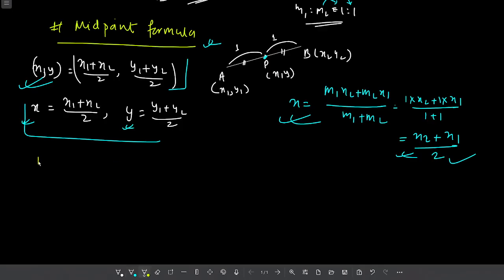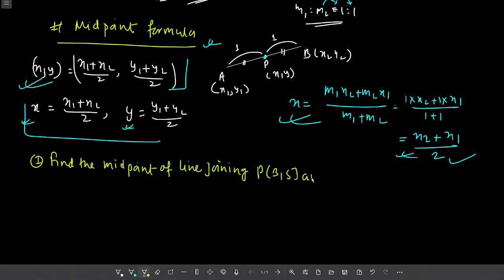Okay, the first example is: find the midpoint of the line joining P(3, 5) and Q(1, 1). Here, the question has asked us to find the midpoint of the line joining P(3, 5) and Q(1, 1).